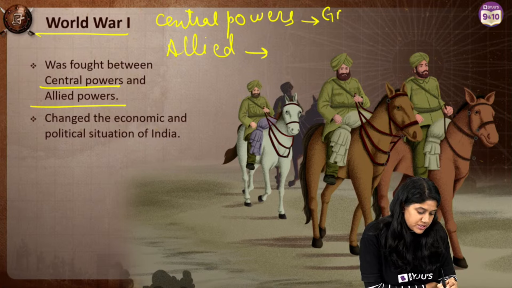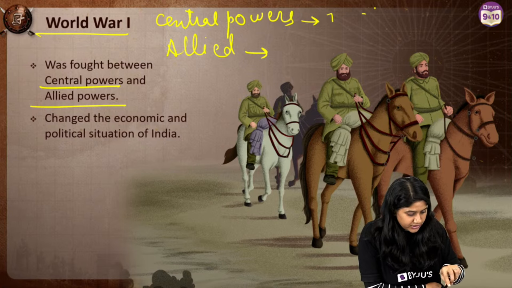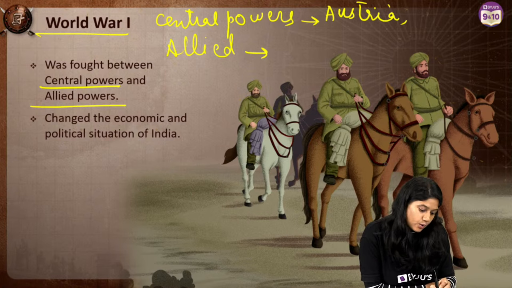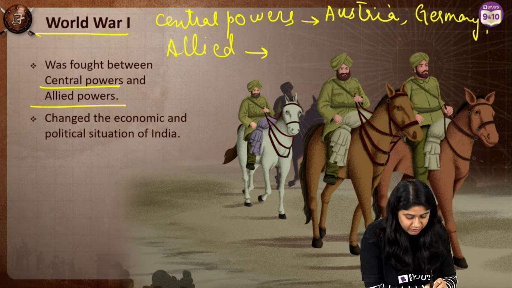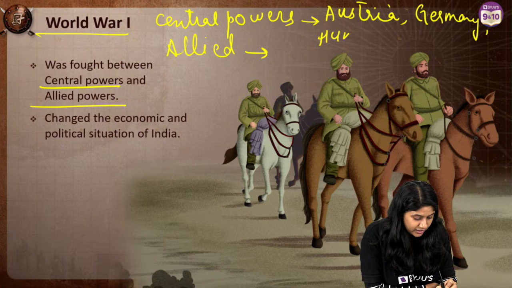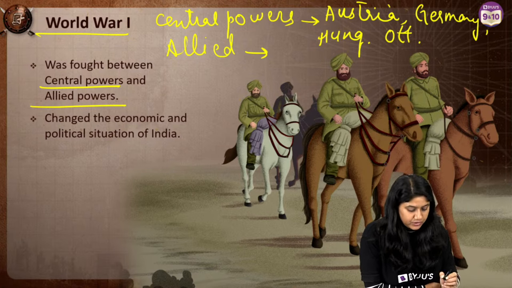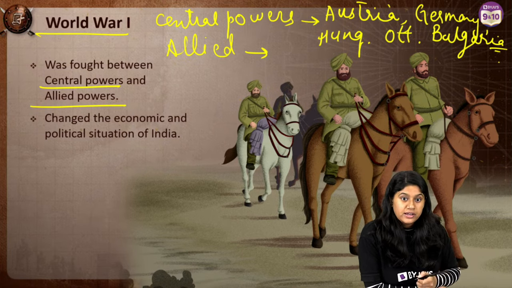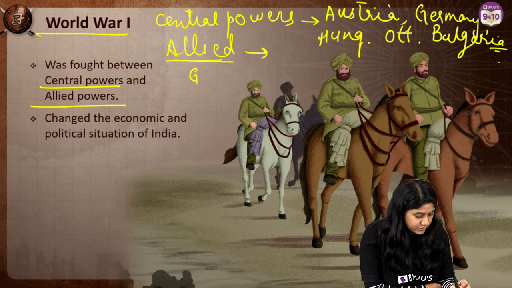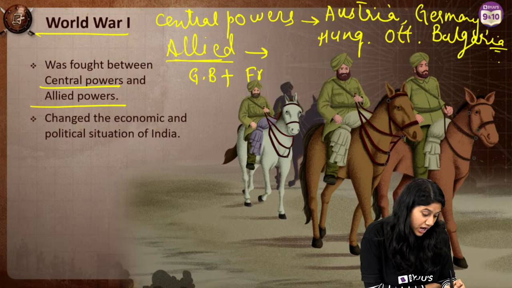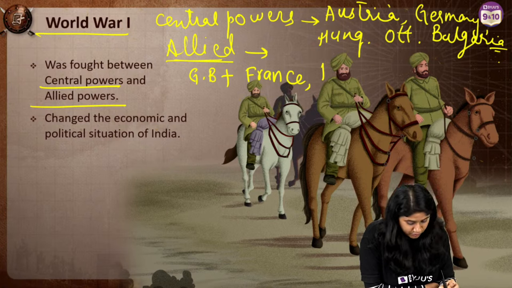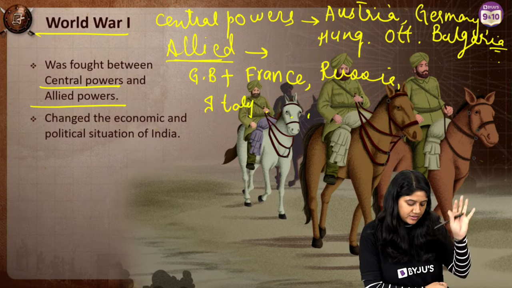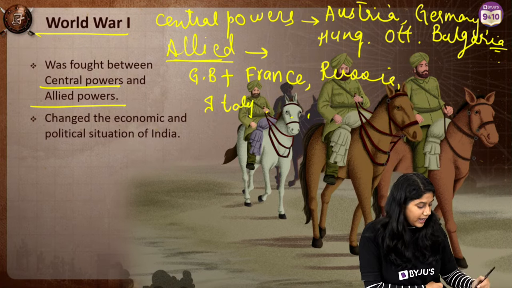So we have Great Britain. Sorry, not, they were in the allied. In the central powers, we have Austria, we have Germany, we have Hungary, we have the Ottoman Empire, and of course, we have Bulgaria. Very good. And then in the allied powers we have Great Britain, we have France, we have Russia, Italy, Japan, etc., USA. Okay?